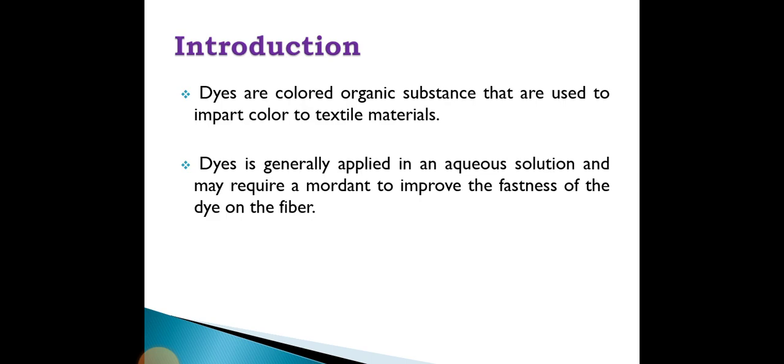Introduction. First, you need to know what a dye is. Dyes are colored organic substances that are used to impart color to textile materials. It remains to be seen where the dye can be applied to the fiber and how it can be used. Dyes are generally applied in an aqueous solution and may require a mordant to improve the fastness of the dye and the fiber.